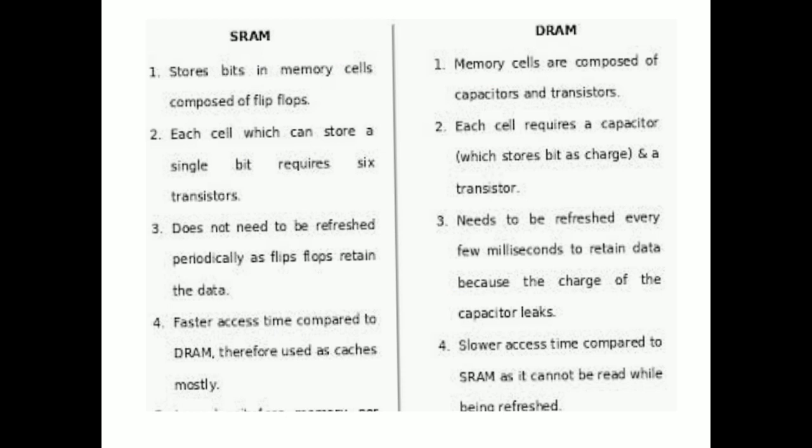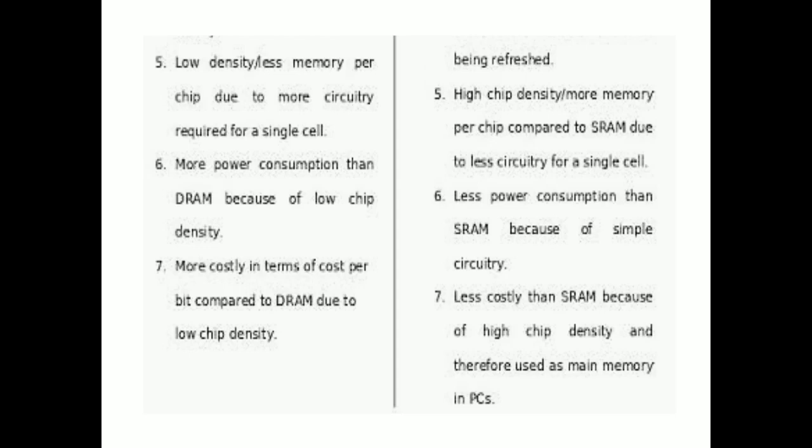Basically, static RAM, as I've already discussed in the previous lectures about SRAM and DRAM, and again here I'll be repeating the same, that static RAM stores bits in memory cells composed of flip-flops. Each cell, which can store a single bit, requires 6 transistors. It does not need to be refreshed periodically as flip-flops retain the data. It has faster access time compared to DRAM, therefore used as cache memory mostly.